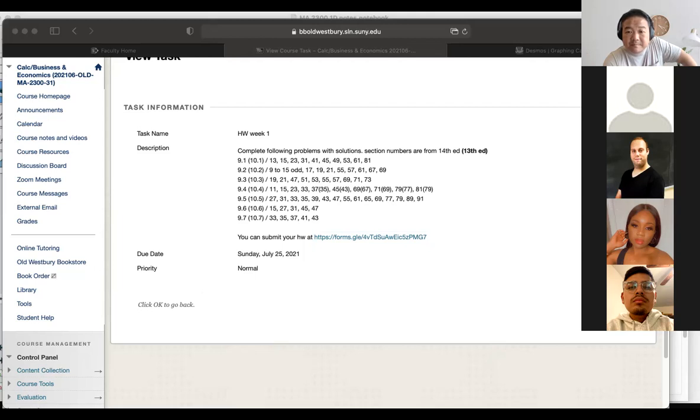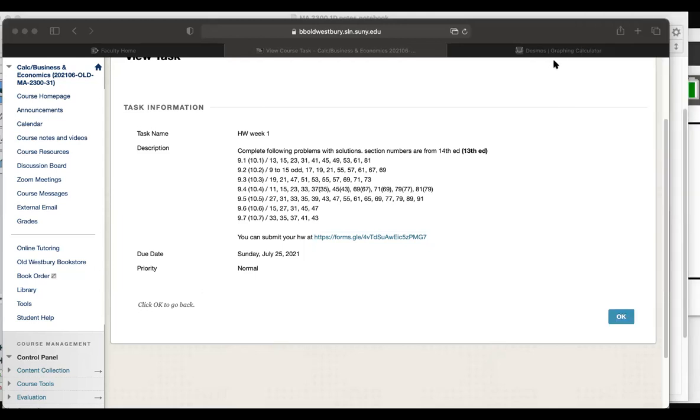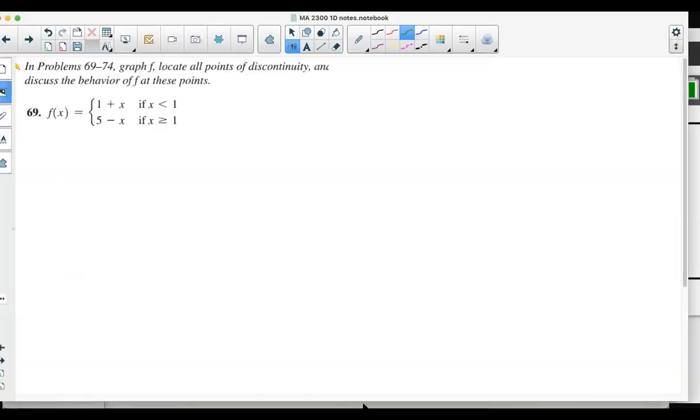Okay. So questions like number 69 is important. They want you to locate the discontinuity, if there were to be any, right? Since when x is less than 1, we have a simple linear function, and when x is greater than 1, we have another linear function, we don't have to worry about any discontinuity within those sections. The only thing we have to worry about is when x equals 1.